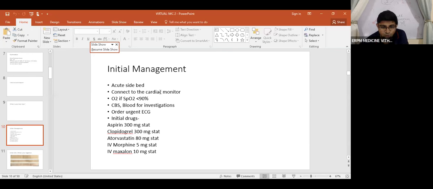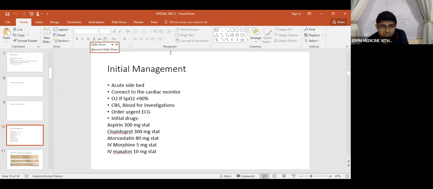I don't need oxygen because my saturation is 97%. You will give oxygen only if the saturation is less than 90%, otherwise you don't give. You take blood for the tests and CBC, check the sugar. You have ordered an urgent ECG, and you have given the initial drugs.